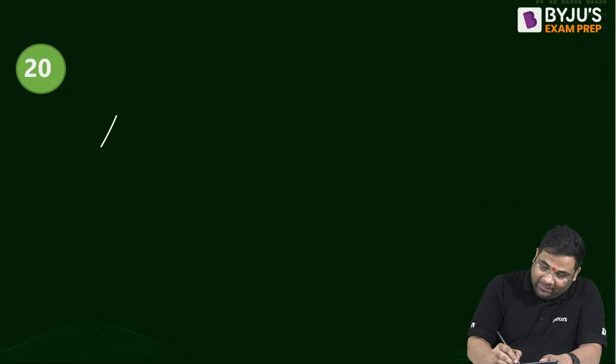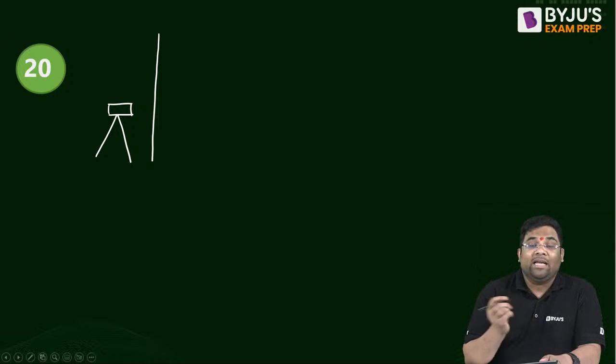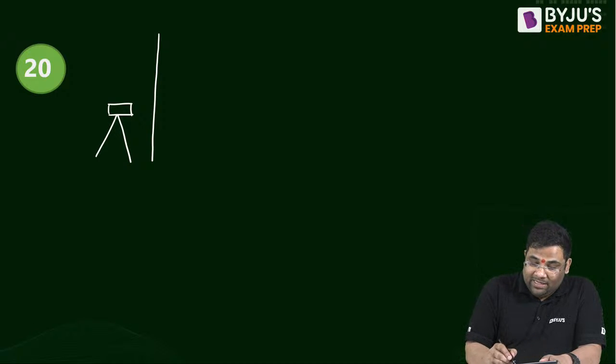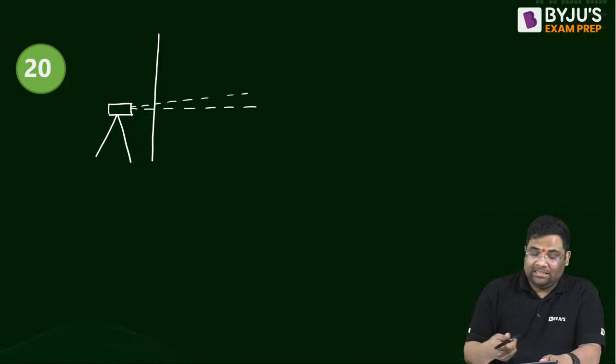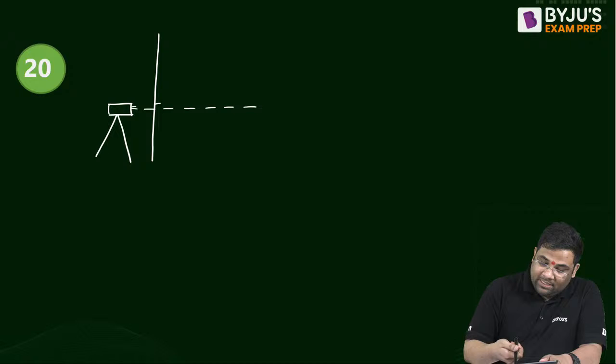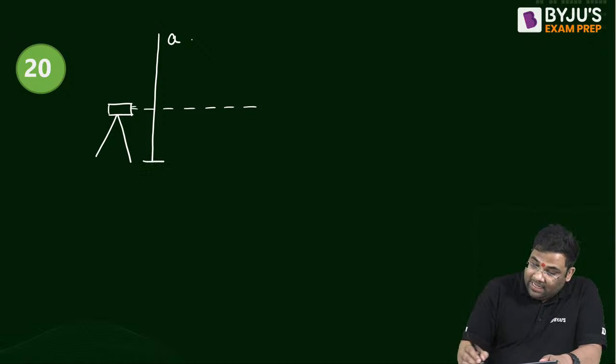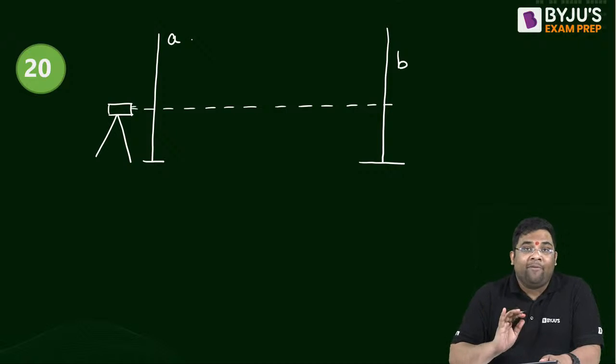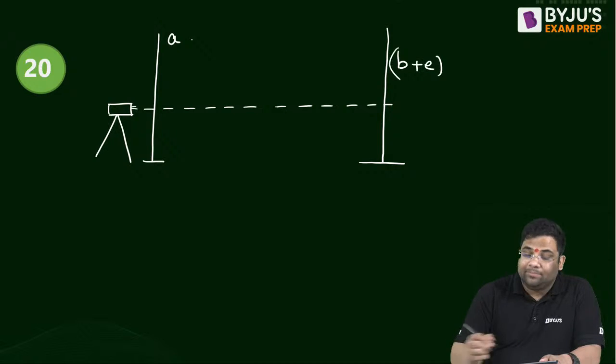What happens in reciprocal leveling? So, we have the station. Then we keep the staff very close to it. Since we keep the staff very close to it, there won't be any errors in this. Even if there is some inclination from the horizontal line, the error will be very less. So the reading will be A, and this will be without error. And then we will keep another staff at the other location. The reading there will be B, and it will have some error. Therefore, it will be B plus E.